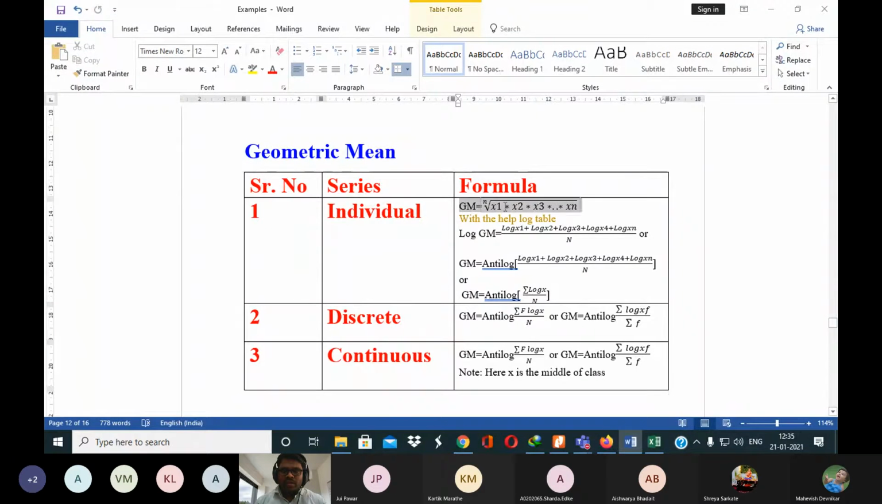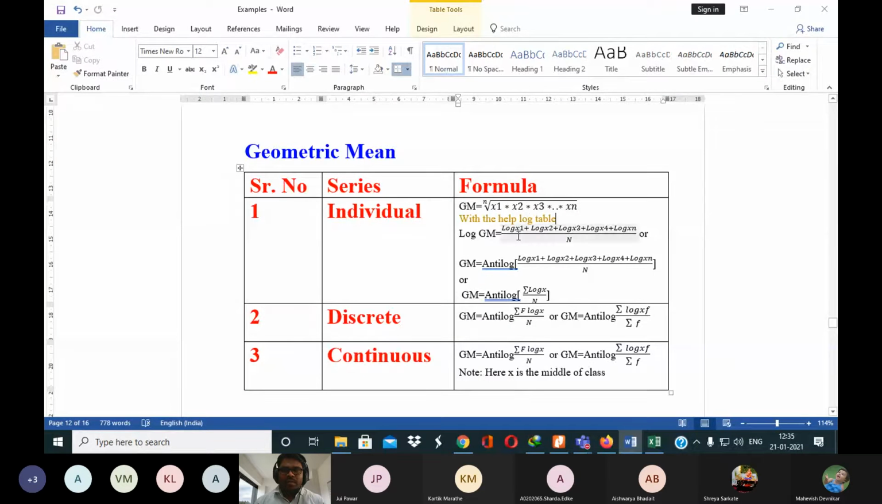Geometric mean is nothing but the nth root of the product of the given items or given data. It will look like this: x1, x2, x3 up to xn. We have to find the product of the given items, and after that we have to find the nth root. For example, if you have 10 elements, we have to find the 10th root of that particular product.